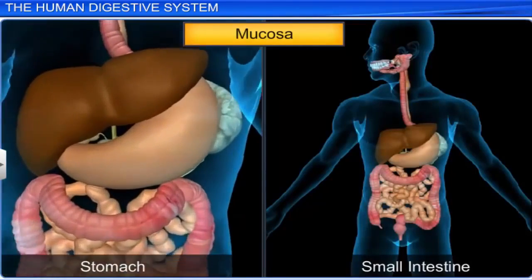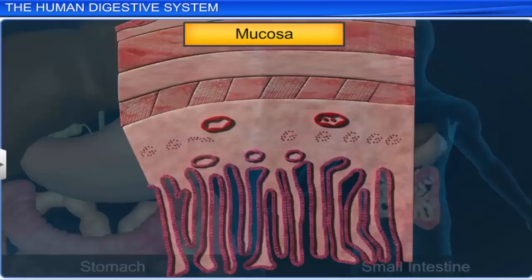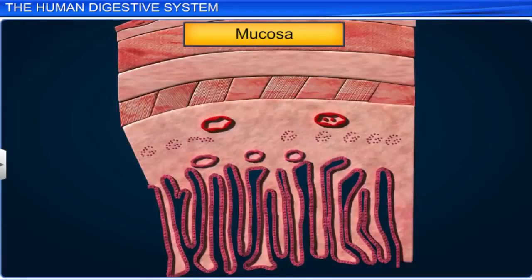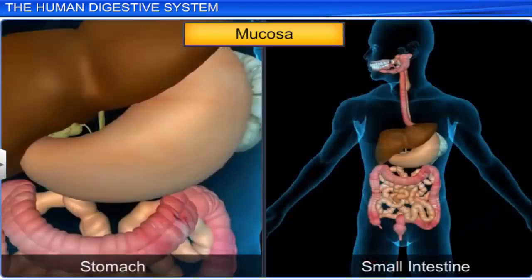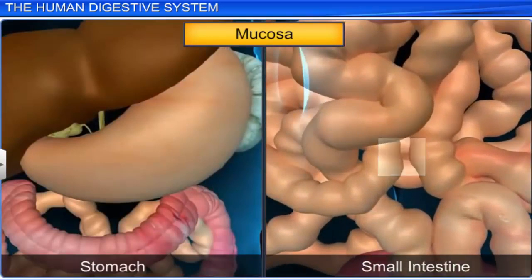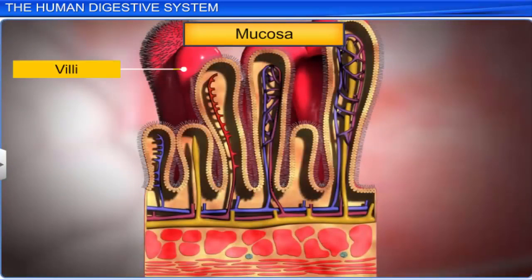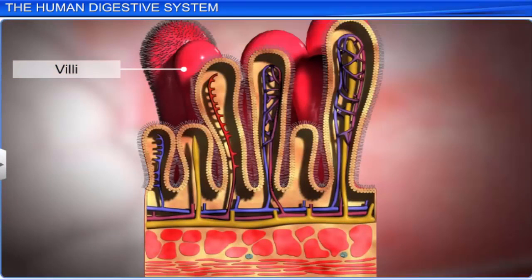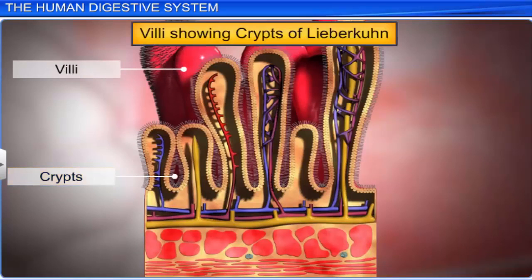In the stomach, mucosa forms gastric glands and irregular folds called rugae, whereas in the small intestine, mucosa forms villi, small finger-like projections. The mucosa also forms crypts, called the crypts of Lieberkühn, between the bases of the villi.